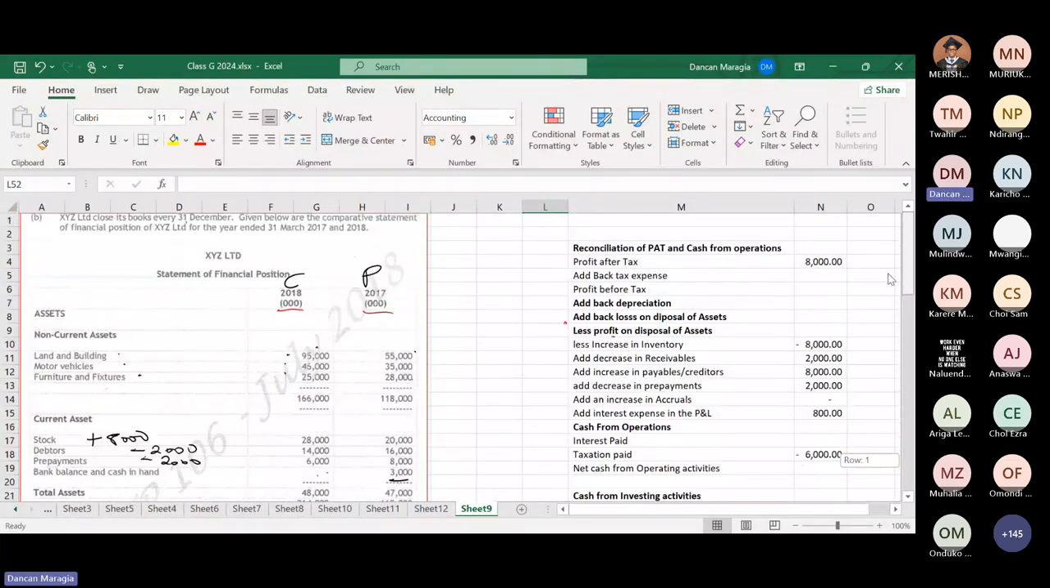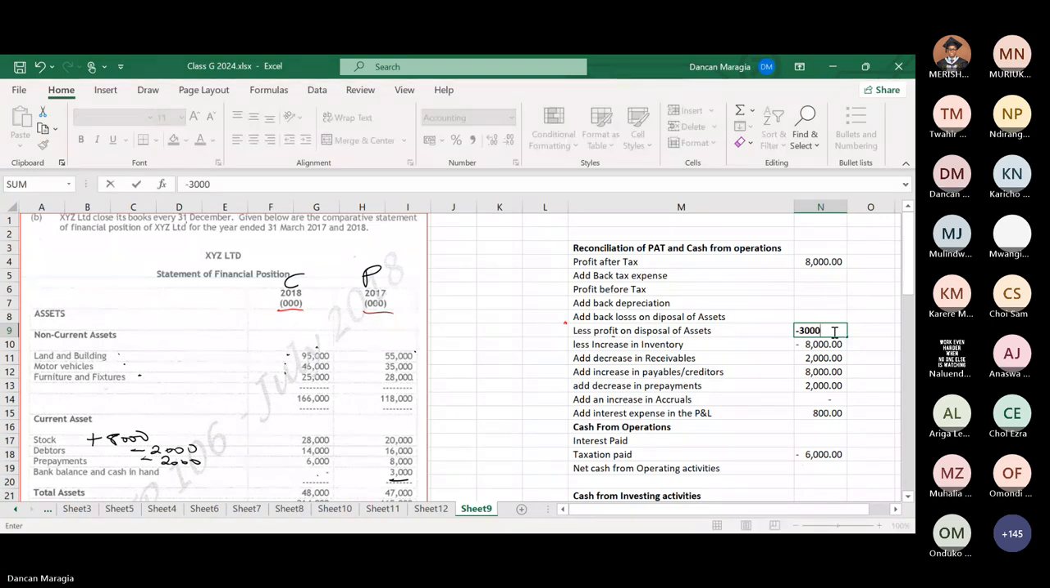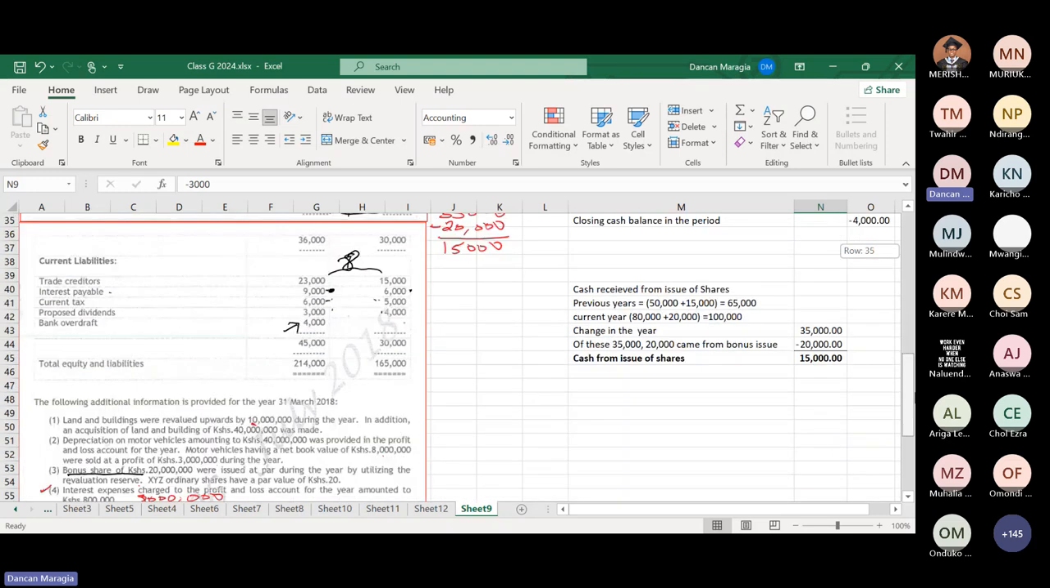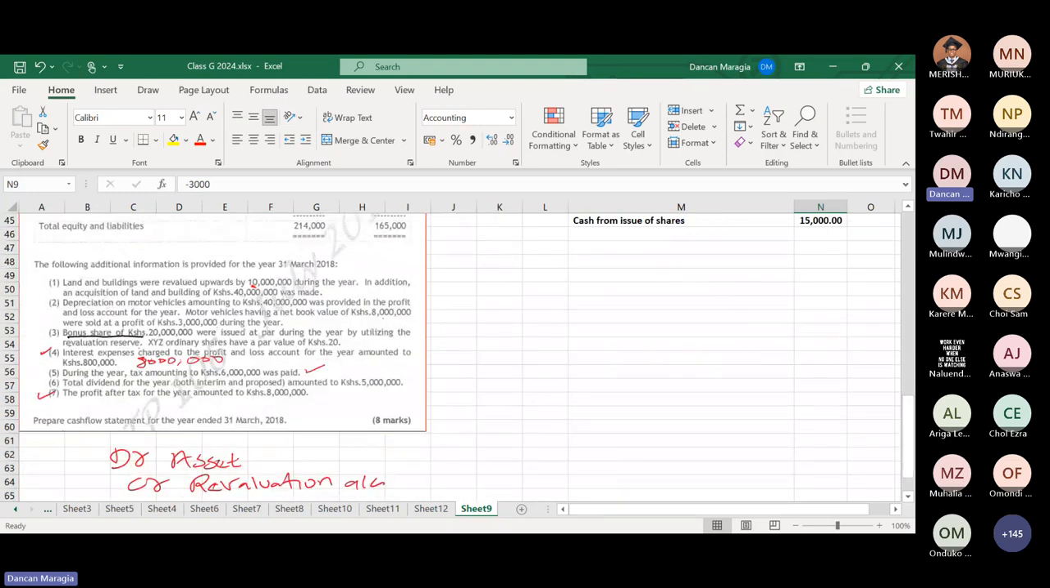Profit on disposal of non-current assets. Let me remove the bold in them. Profit on disposal less 3 million. So if we disposed the asset and made a profit of 3 million, and by the time we were disposing it, it had a net book value of 8 million, what does that indicate? We disposed it at 11 million.